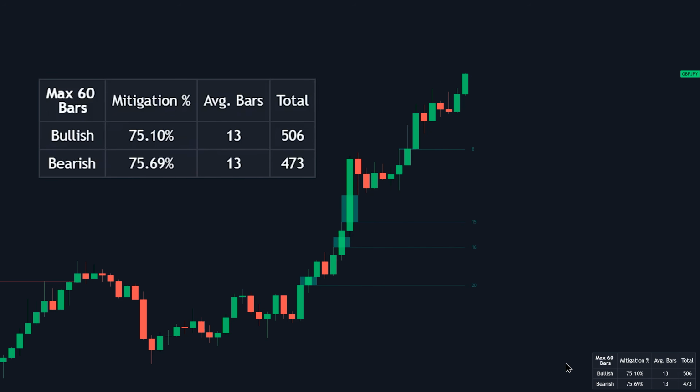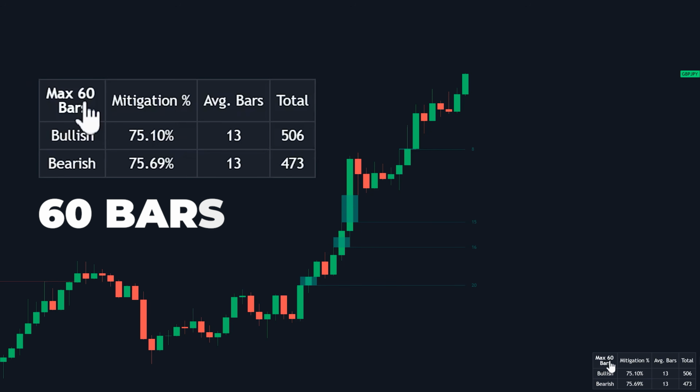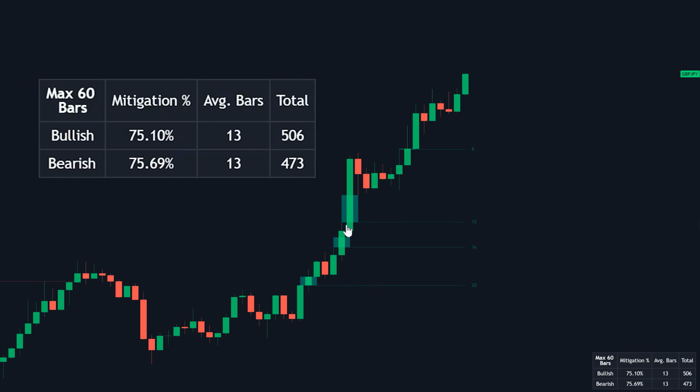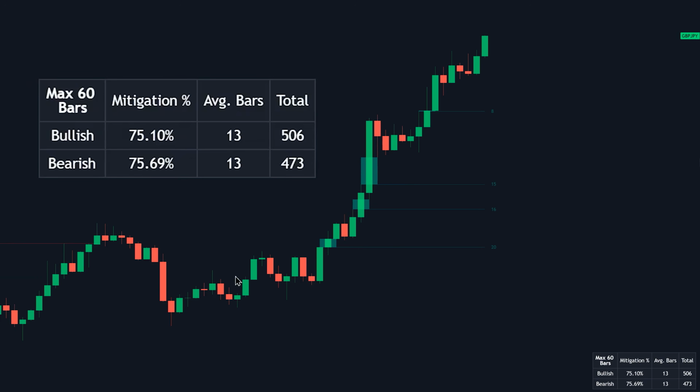And then we have this table which basically gives you the statistics of the FVGs. First of all, we have the bar analysis length, which can be seen under the max bars value. As you can see, we have a default of 60 bars, which means the indicator is going to be analyzing the past 60 candles to identify bullish and bearish FVGs. It tracks bullish and bearish FVGs that happened within those 60 candles.